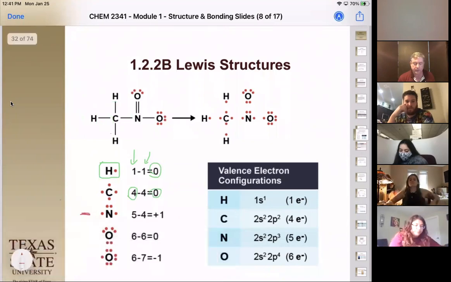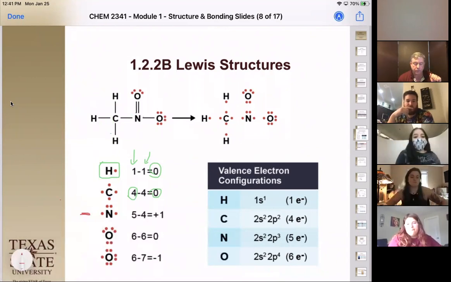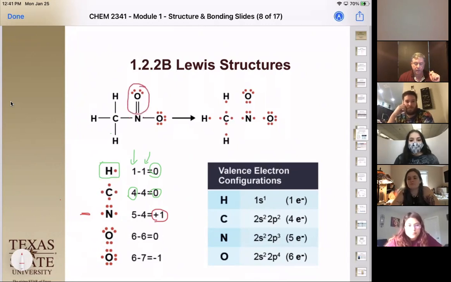This nitrogen had 5 electrons, and now it has 1, 2, 3, 4 bonds to it. So that's 8 electrons divided by 2, or 1/2 of those. And that means that nitrogen has a formal charge of +1. Okay, but does the molecule have a charge? Let's keep going.